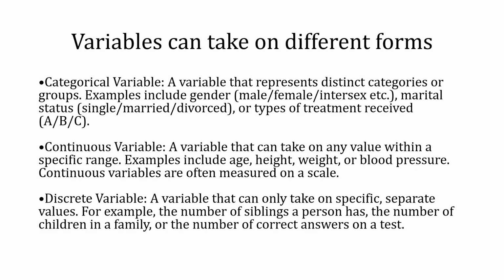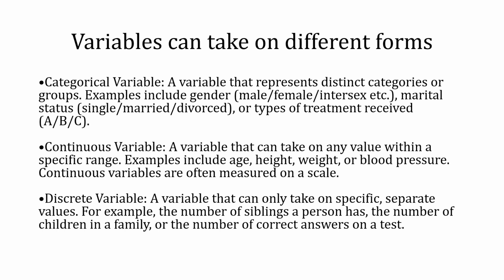Another important thing to understand about variables is that variables can take on different forms. For example, a categorical variable is one in which there is a distinct category or group. For example, a male or female gender or intersex, single, married or divorced marital status, or a specific type of treatment: A, B, or C.